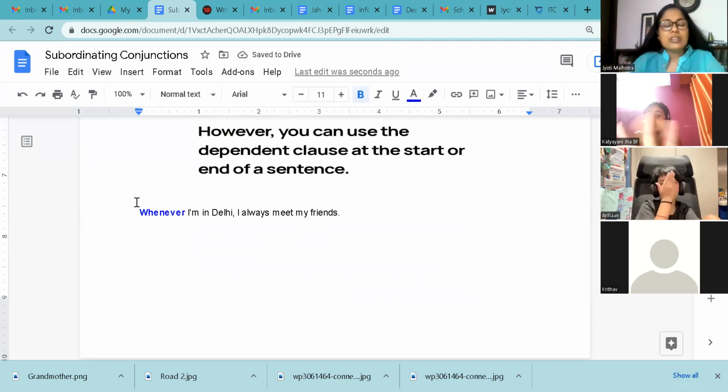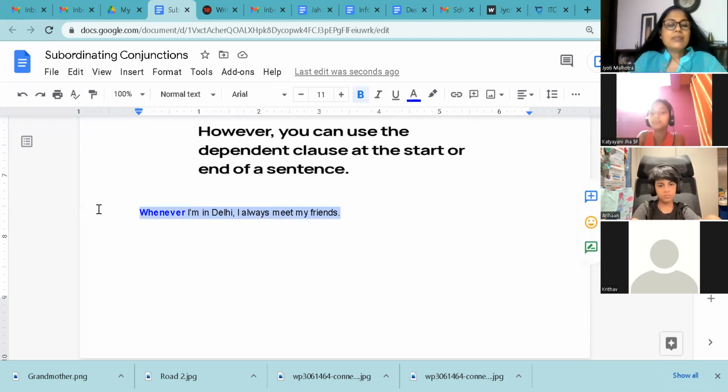Are you understanding 20%, children? How many of you are understanding 20%? Okay. Yes, ma'am. As we progress, you'll understand more. All right, Katyayani, read the sentence. Whenever I'm in Delhi, I always meet my friends. All right. So which one is the conjunction here? Whenever. Okay. So which one do you think is the main clause?